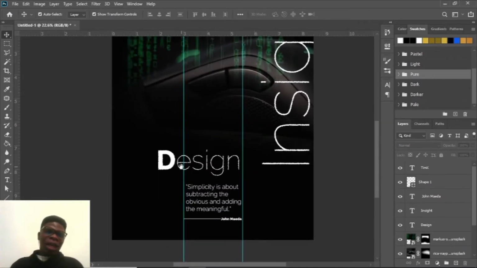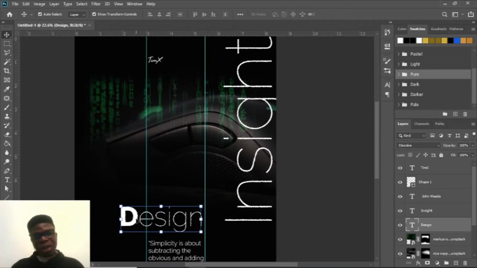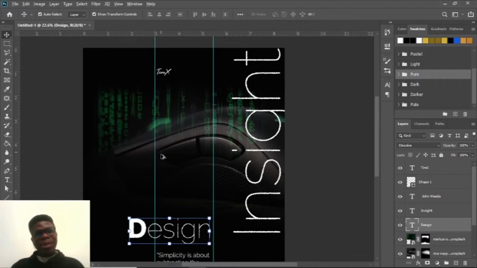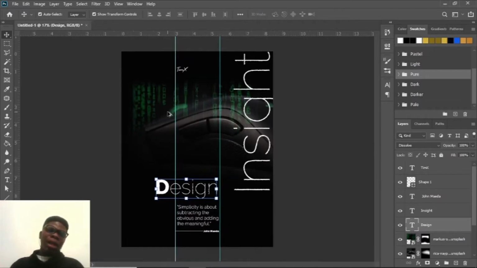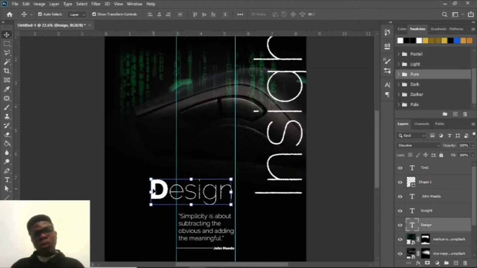Now, if you look at the word design, letter D is bold. That's the principle of proportion. So when this design is being cited, the letter D draws the attention of the user to the word design because the weight is unusual.